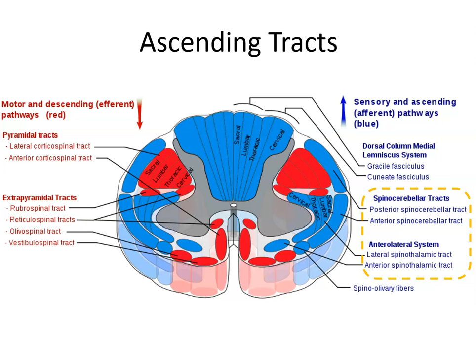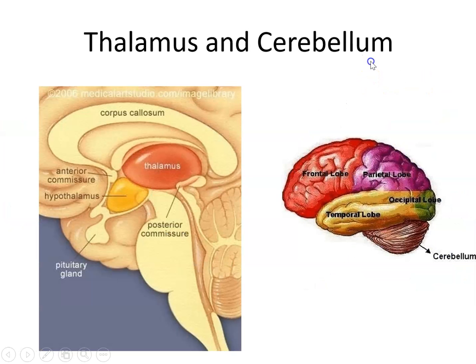Likewise, the spinothalamic pathway also carries sensory information to your brain. Now this is a little different. This is pain and temperature information that's being carried to your brain. Here you can see the thalamus on the left. This is a relay station that sends sensory information out to the appropriate portions of your cerebrum.